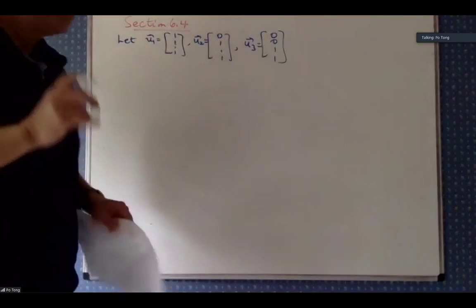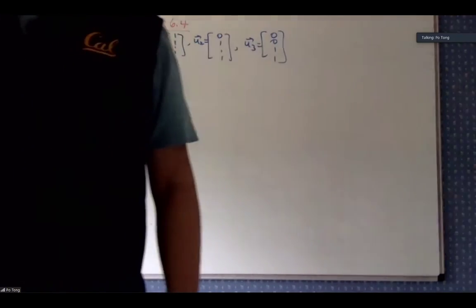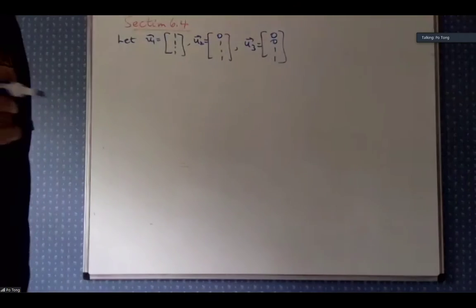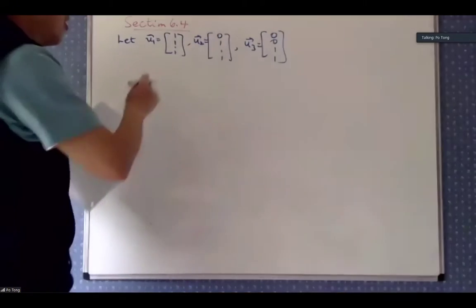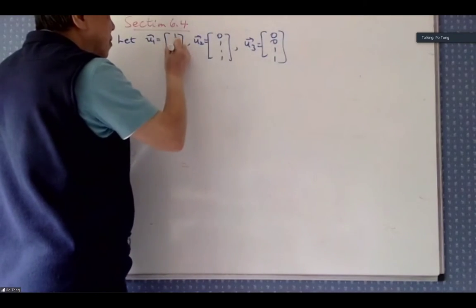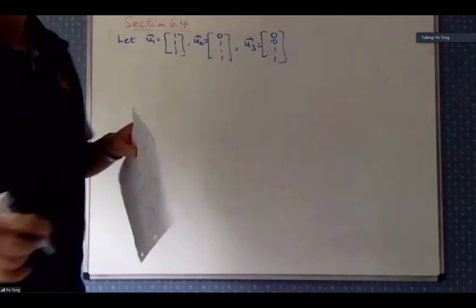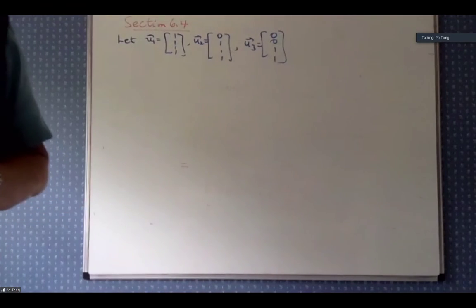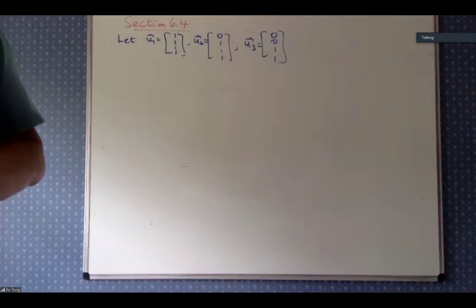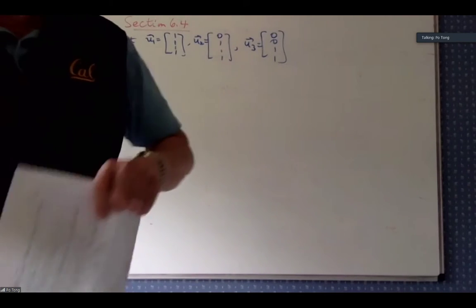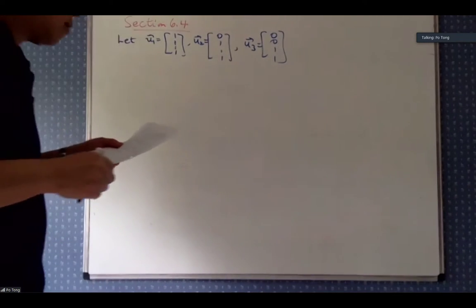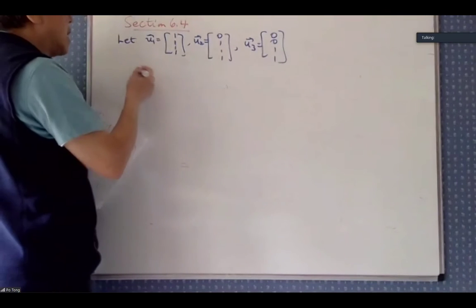These vectors are linearly independent. Are they orthogonal? Are these vectors orthogonal? Is the dot product between each other equal to 0? They are not.